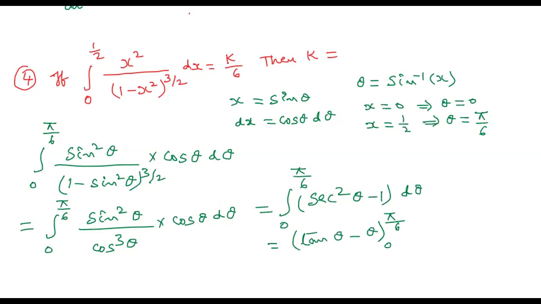Now apply the limit: tan pi by 6, we get 1 by root 3 minus pi by 6. If you substitute the lower limit, you'll get 0 only. What is the LCM here? LCM is 6 root 3.